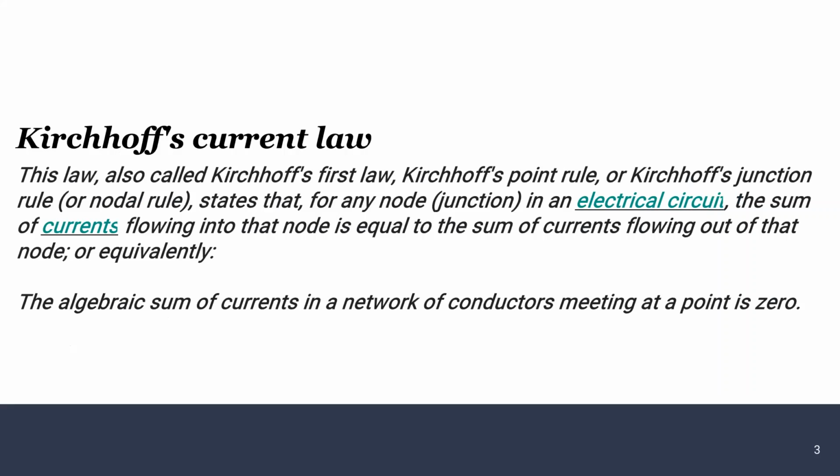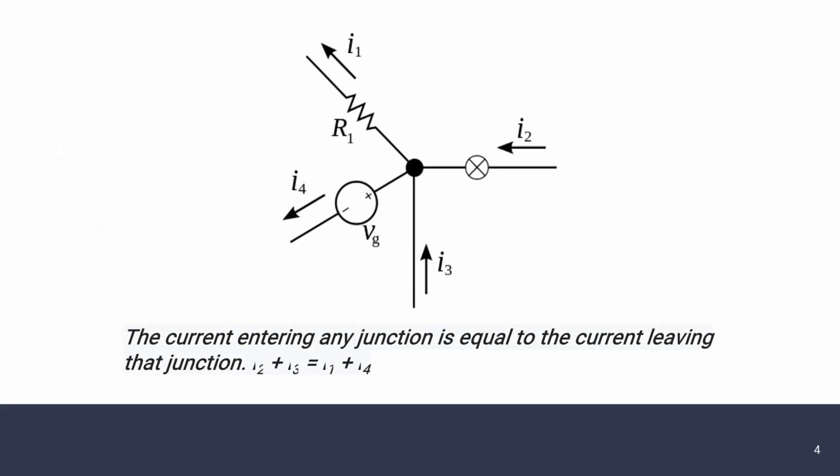any node in an electrical circuit, the sum of currents flowing into the node is equal to the sum of currents flowing out of the node, or equivalently, the algebraic sum of currents in a network of conductors meeting at a point is zero. The current entering any junction is equal to the current leaving the junction.